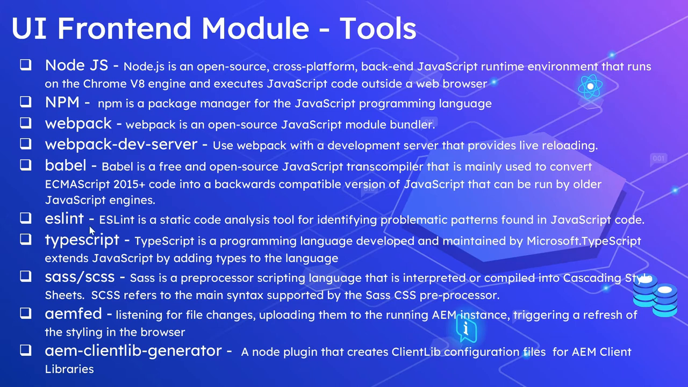The next one is ESLint. This is a static code analysis tool for identifying problems in JavaScript. The next one is TypeScript. This is a programming language developed and maintained by Microsoft. This extends JavaScript by adding types to the language. The next one is SASS and SCSS. These are CSS preprocessors compiled into CSS during build.